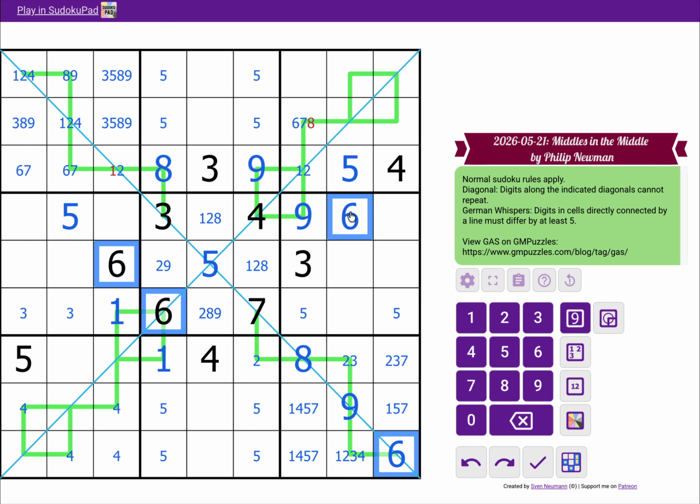Let's see what else we can do with 6s now. So 6 can't be here. It can't be here or here. This is not an 8.